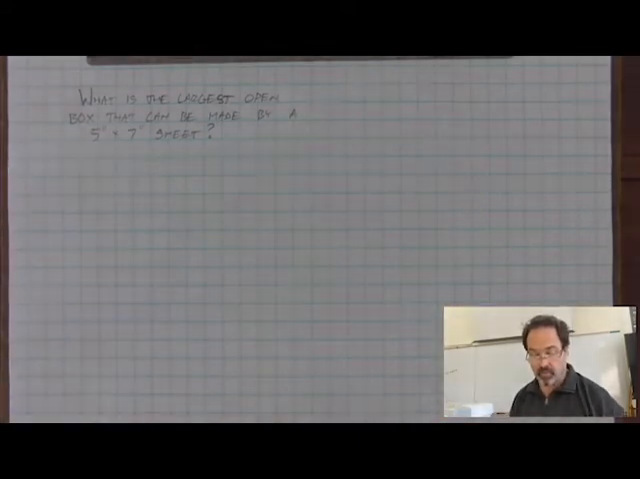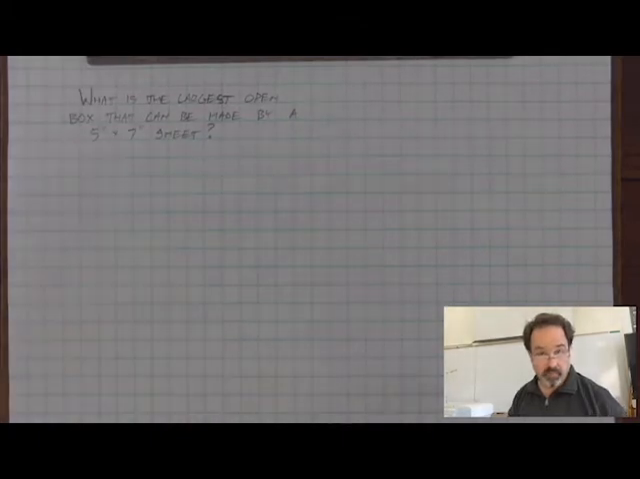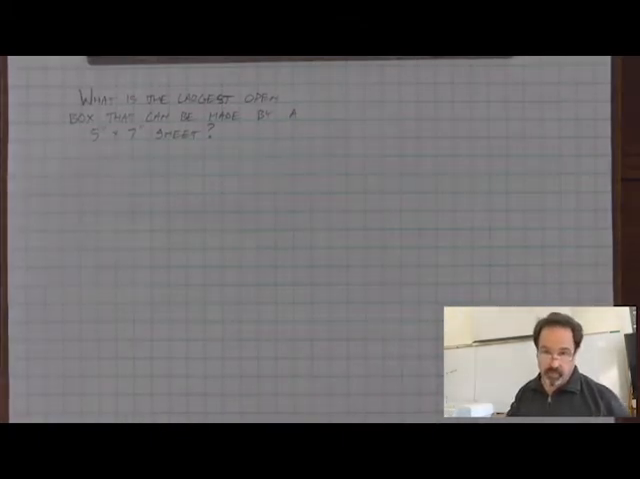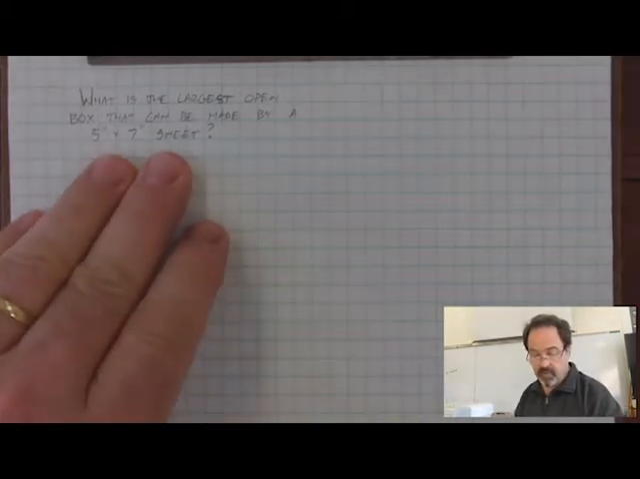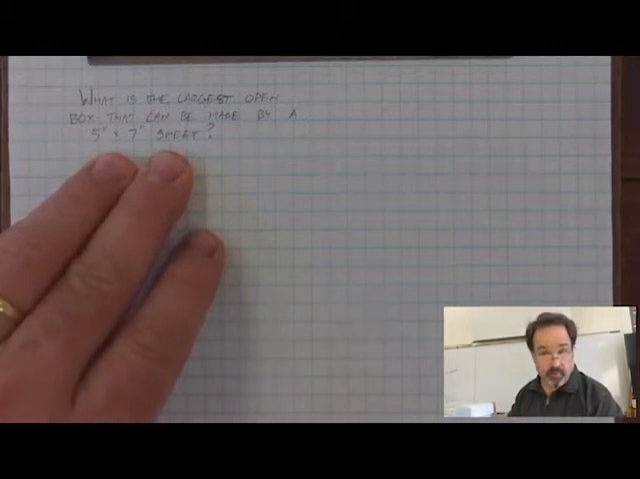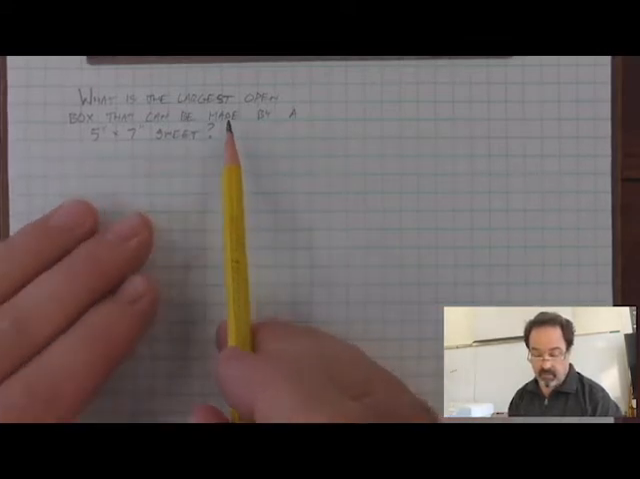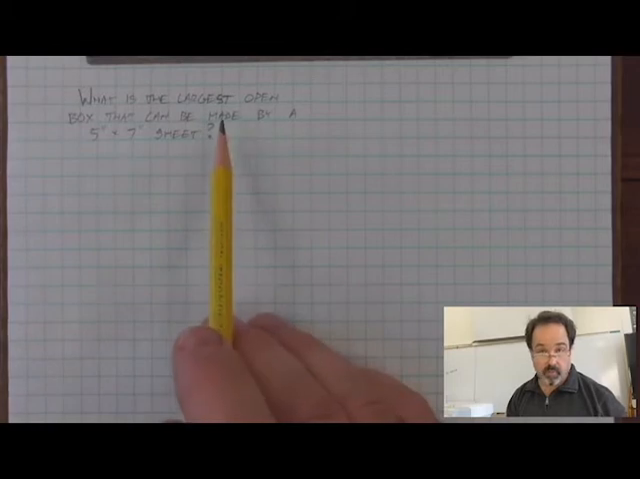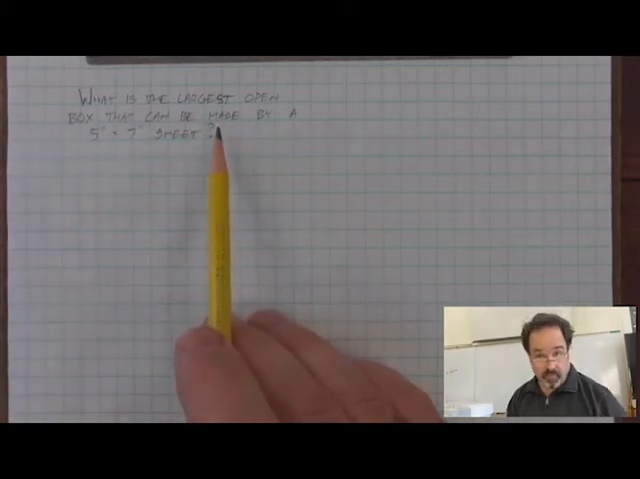We're thinking of a sheet of cardboard or a sheet of metal, a two-dimensional surface, and we're going to cut it and fold it to make an open top box. This is an optimization problem because I want to find something that is either largest or smallest, an extreme value in the situation. In this case, the largest open box would be the largest volume, the most extreme volume.